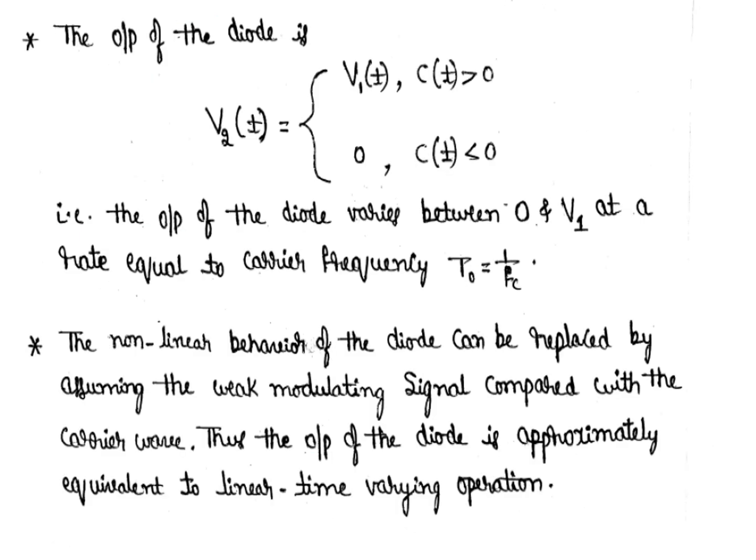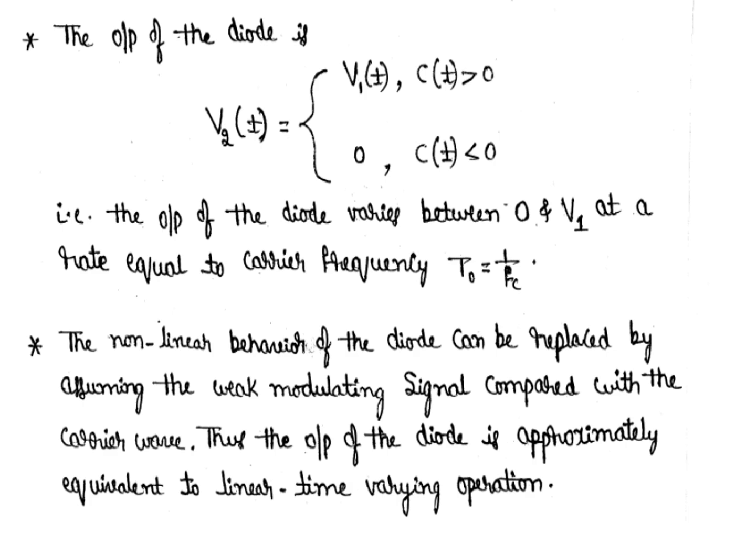The diode is going to conduct when c(t) is greater than 0. The diode is not going to conduct when c(t) is less than or equal to 0. So V2(t) depends on how the diode is conducting. V2(t) is equal to V1(t) when the carrier signal c(t) is greater than 0. V2(t) is equal to 0 when the carrier signal c(t) is less than 0. The output of the diode varies between 0 and 1 only, at a rate equal to 1 by fc, that is the carrier frequency.